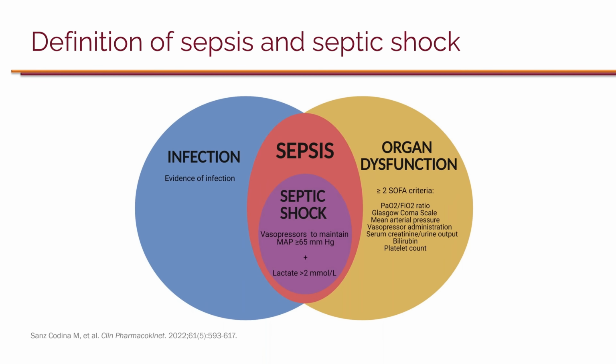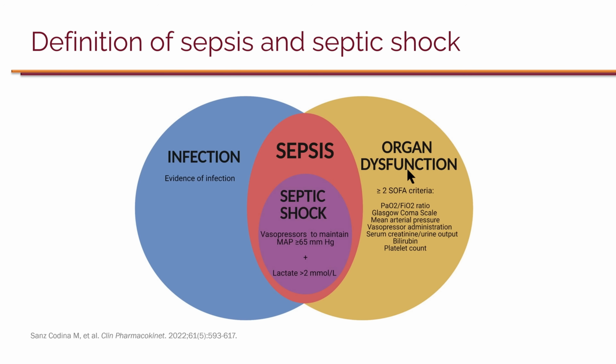Now here's another way to look at it. You can see that here we are looking at a Venn diagram. Not everybody with infection has sepsis, but a subset of infection has sepsis. But also consider organ dysfunction. Patients may have organ dysfunction, which is essentially what a SOFA score increase of 2 points will tell you.